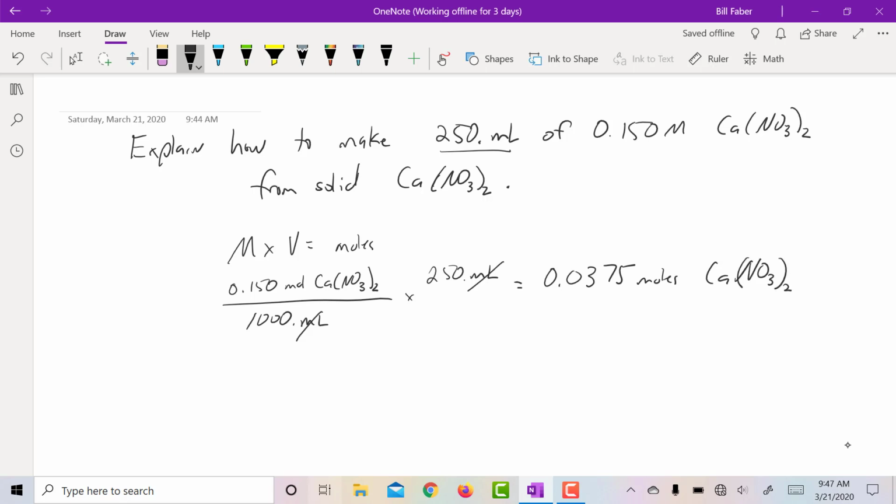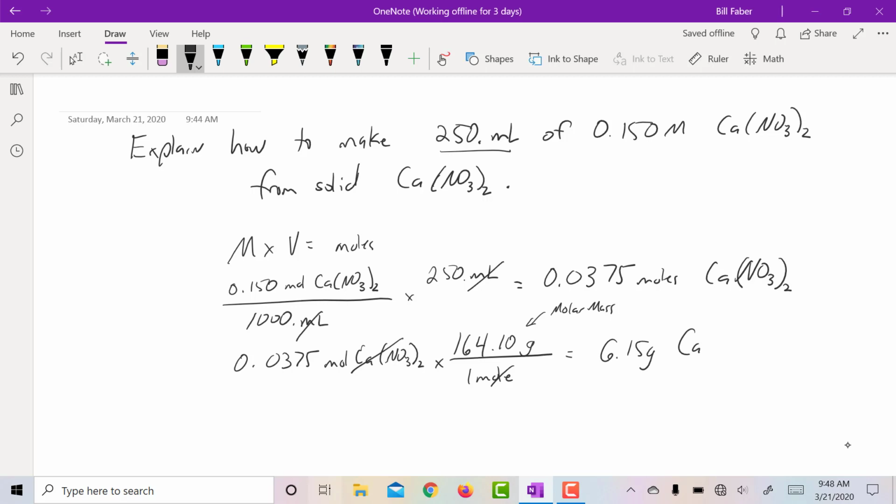Now, you can't measure out moles, so you have to convert this to grams. So you have to take your 0.0375 moles of calcium nitrate. You just have to get proficient at these calculations. 1 calcium, 2 nitrates, and 6 oxygens gives you 164.10 grams for every 1 mole. You can use the periodic table. That's the molar mass. Right? When you calculate that out, you get 6.15 grams of calcium nitrate.